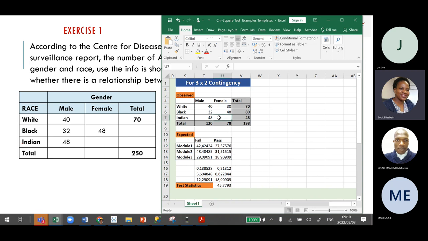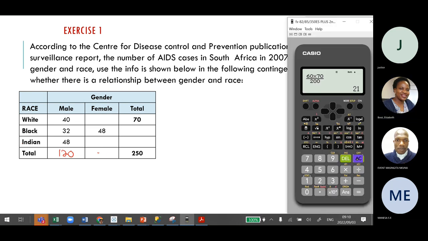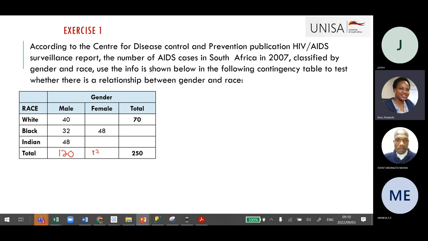And for this one, they gave us 120 there, right? And they gave us 250. All that we know is that if this is 120, right? Then if I know that, let's go back here. If I know that this is 120, I can calculate what this value would be. This value will be 250 minus 120. So 250 minus 120 will give me 130.